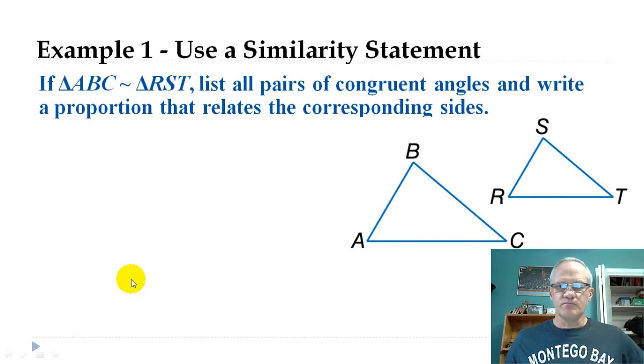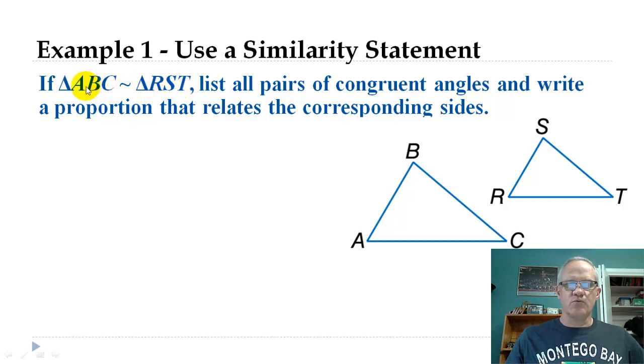Well, let's take a look at one and write some of these things out for ourselves. In example 1 here, we're starting out with a similarity statement already. Triangle ABC is similar to triangle RST. And so we know that since it's in the right order, A and R have to be the same. So down here, I'm just going to mark it. A and R are the same. Secondly, B and S have to be the same. And then C and T come last, and so they also have to be the same.